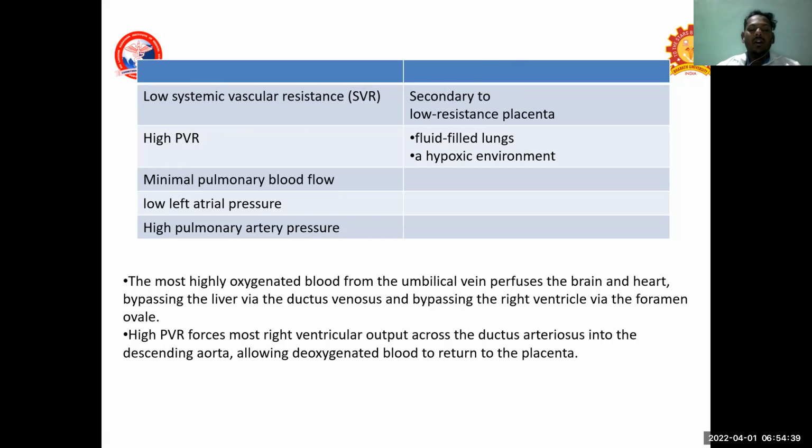The most highly oxygenated blood from the umbilical vein perfuses the brain and the heart, bypassing the liver via the ductus venosus and bypassing the right ventricle via the foramen ovale. High PVR forces most right ventricular output across the ductus arteriosus into the descending aorta, allowing deoxygenated blood to return to the placenta.